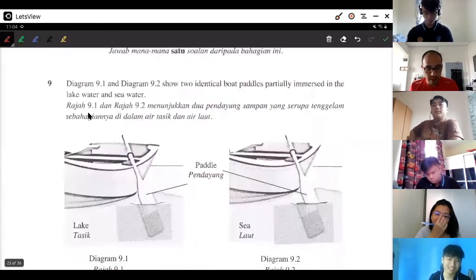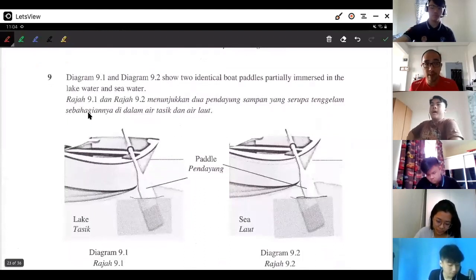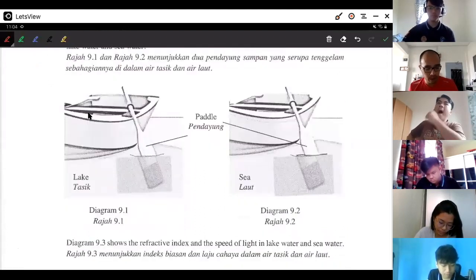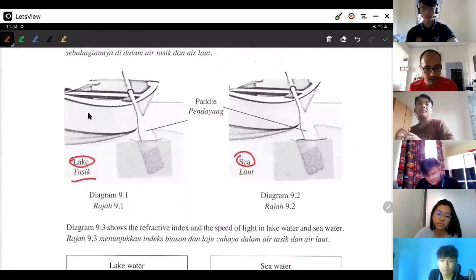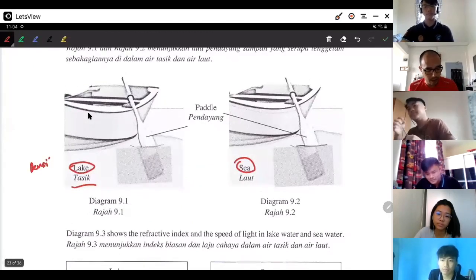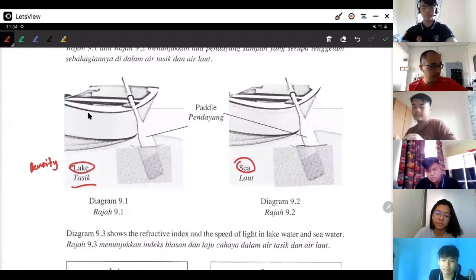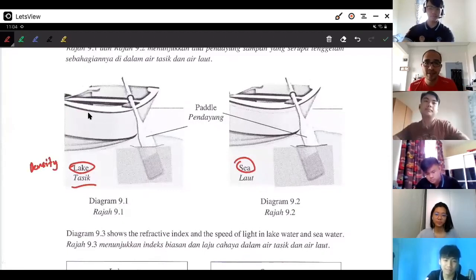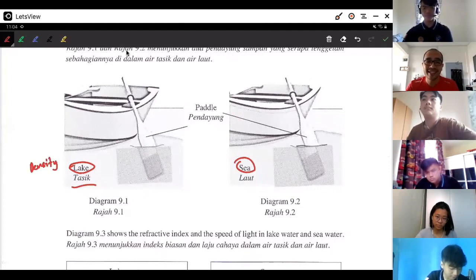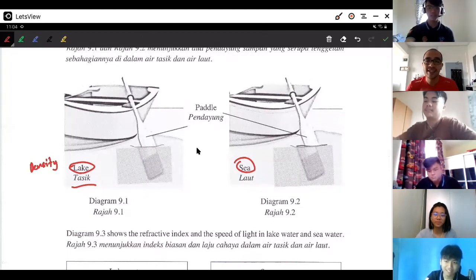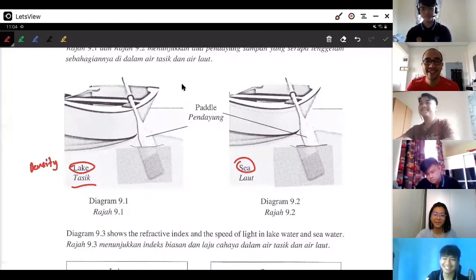Anyway. Okay, so diagram 9.1, 9.2 show two identical boat paddles partially immersed in the lake water and sea water. Biggest difference between lake and sea water is what? Anybody? Density. Which one is less dense? Lake. Really? Are you sure? Seawater is less dense. Jeremy said lake water is less dense. Sea water is more dense. Why? Because there is salt. Okay, fine.